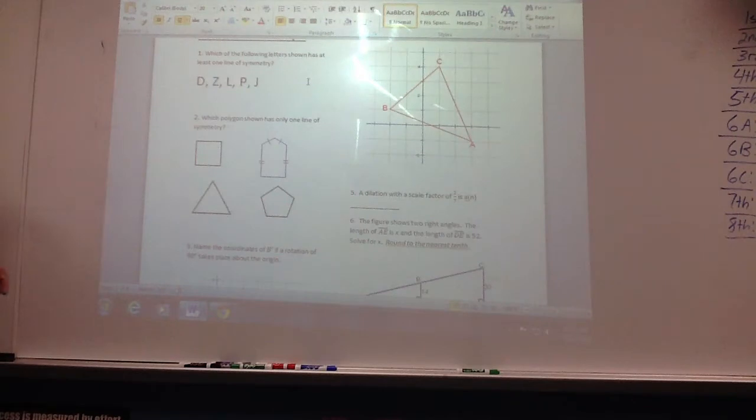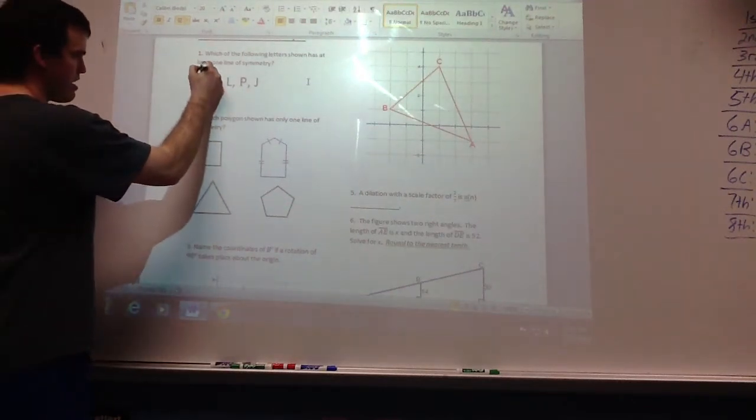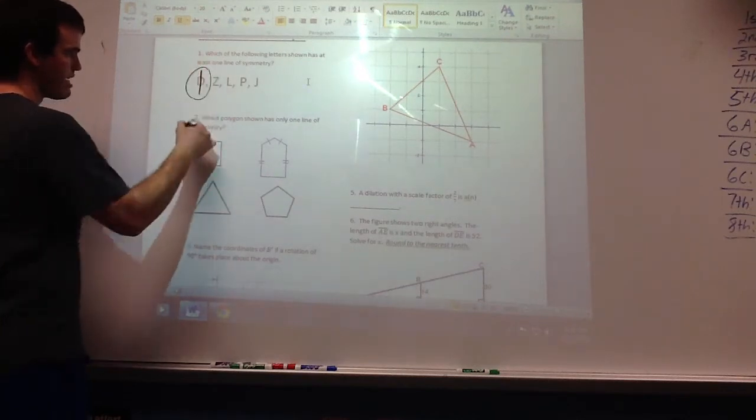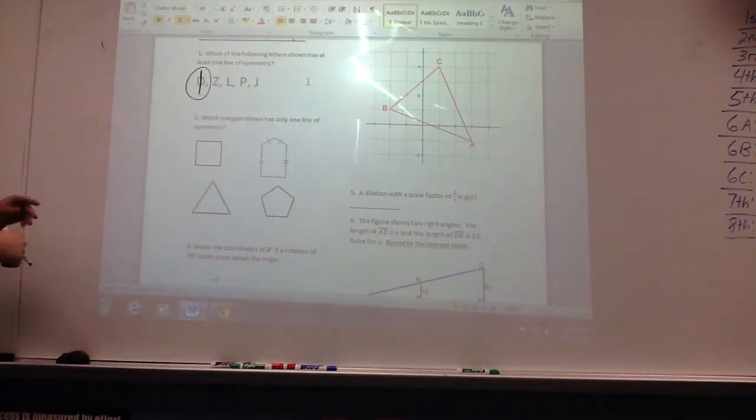Alright, question number 1. Which of the following letters shown has at least one line of symmetry? We kind of did this one in class, but the correct answer here would be D. Any of the other letters we could not cut just one time in half.